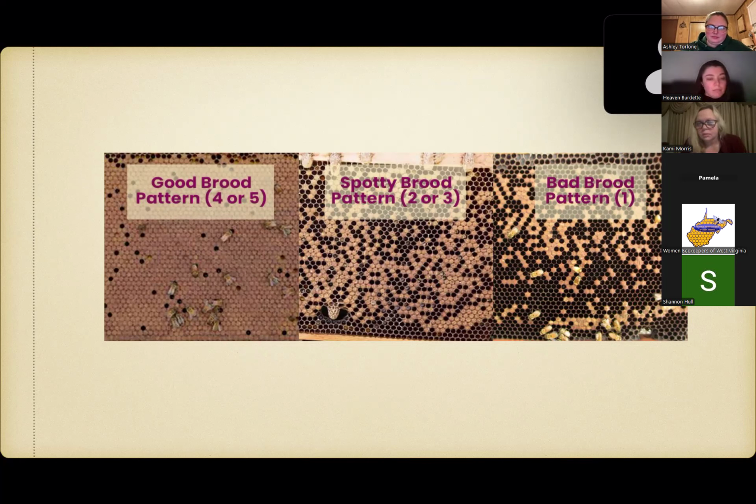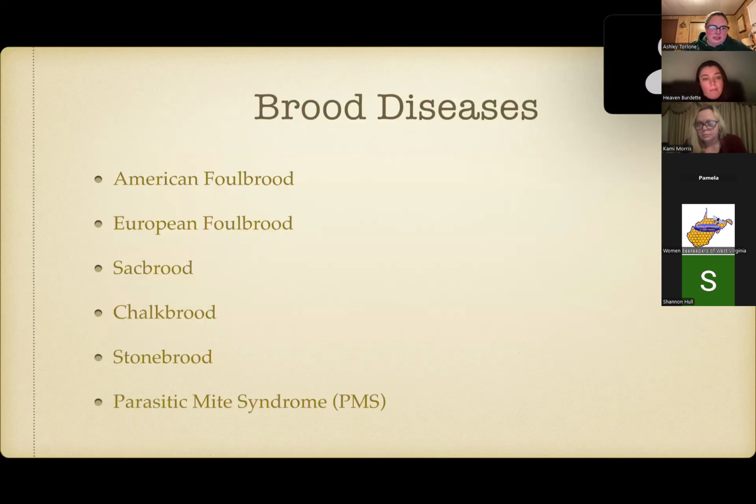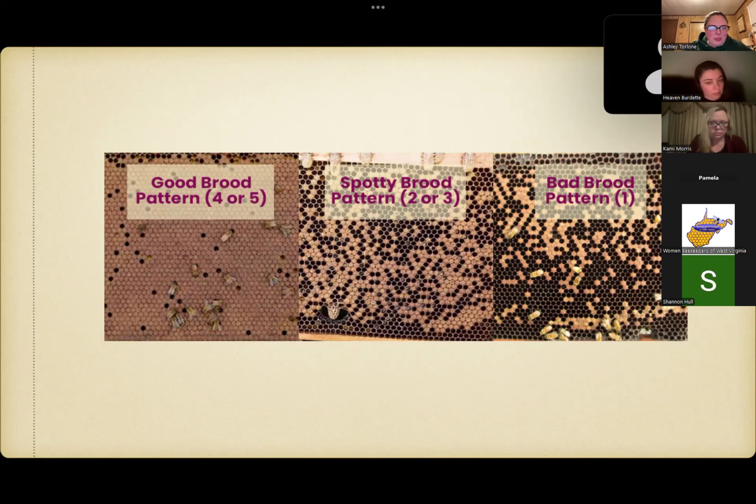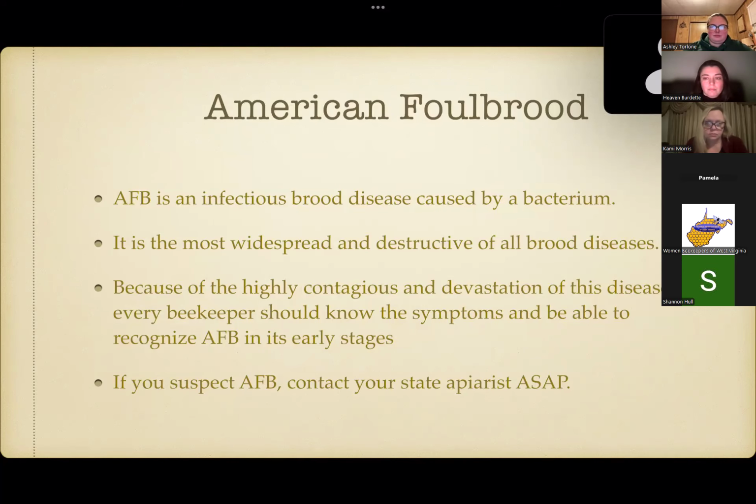Spotty brood, well, there's a whole lot more spaces open. And then bad brood, that's just a hot mess all the way on the right side. So when we're talking about brood patterns, you would like to see what is in the very left-hand side of that picture. Okay, there's only a couple of diseases that I really want to focus on tonight. And the number one is American foulbrood. If you talk to beekeepers, 99% of them will have never had American foulbrood.